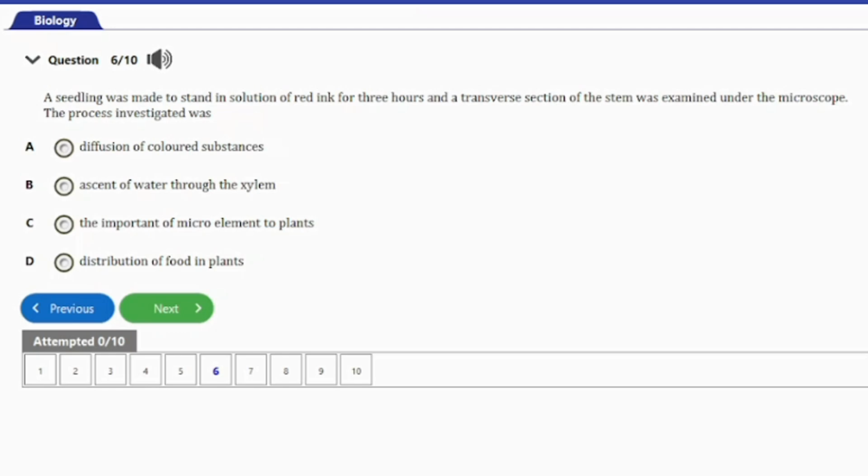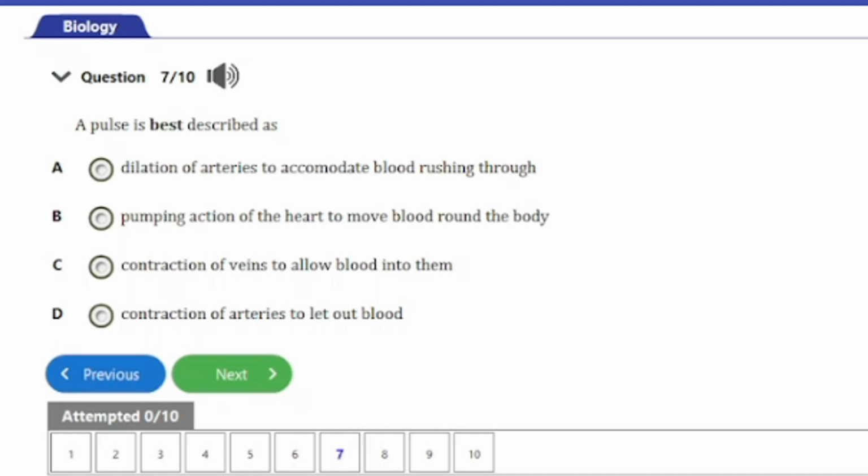Let's consider the next question, question number 7. It says, a pulse is best described as A. dilation of arteries to accommodate blood rushing through, B. pumping action of the heart to move blood around the body, C. contraction of vein to allow blood into them, D. contraction of arteries to let out blood. The answer to this question is option B, pumping action of the heart to move blood around the body.